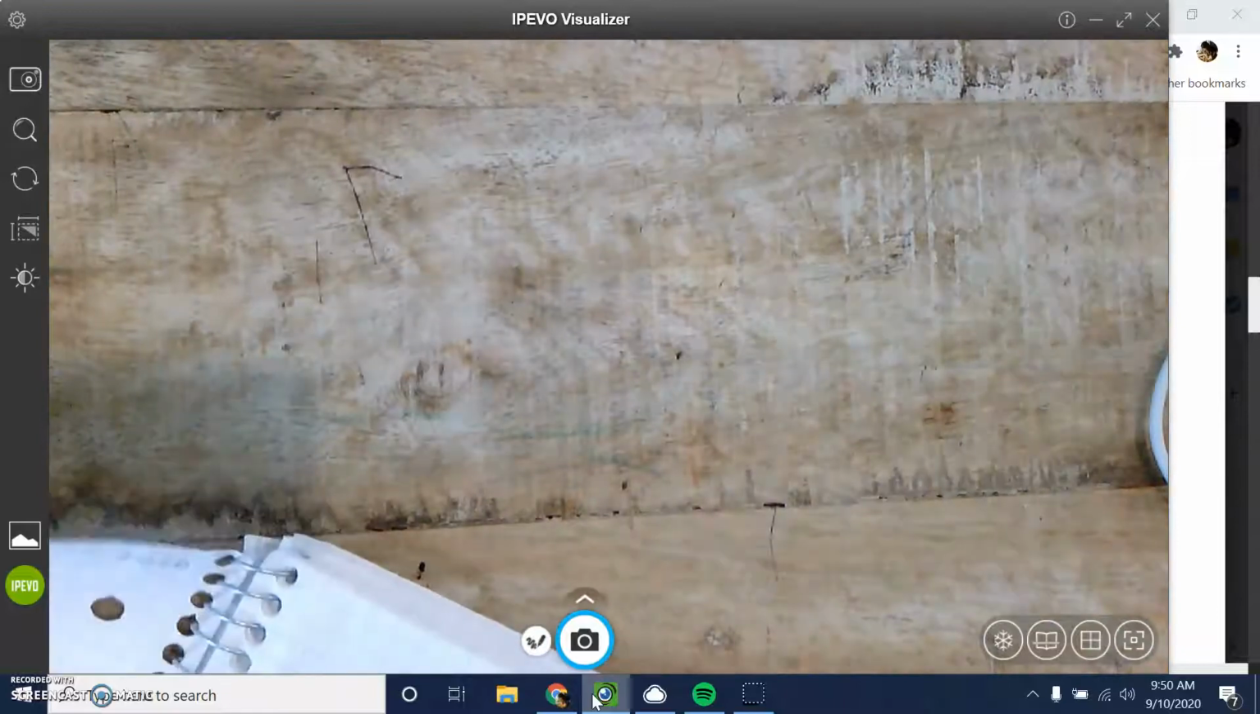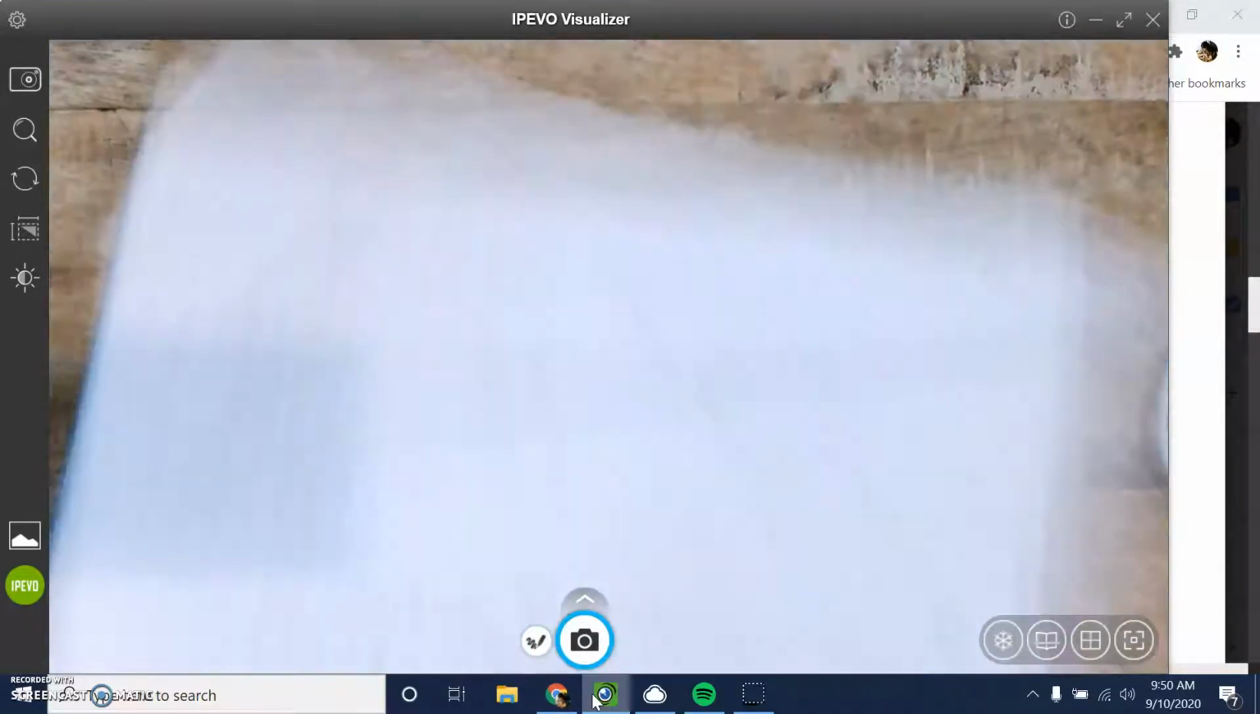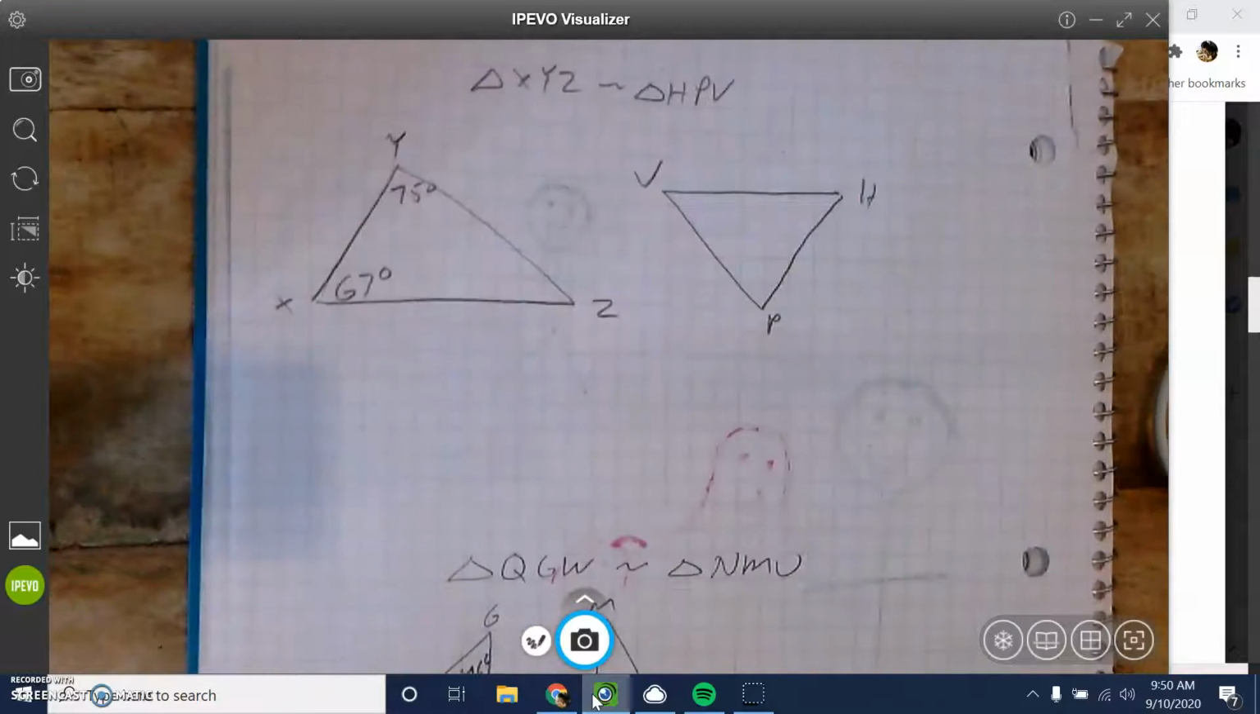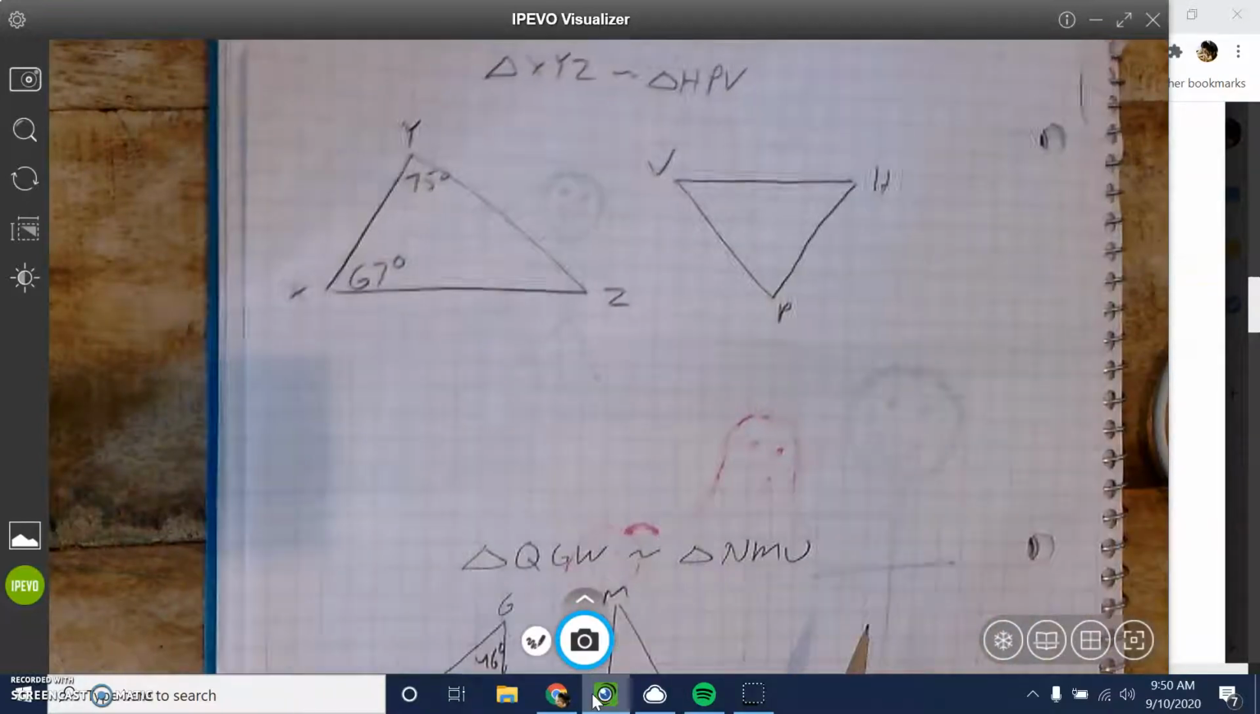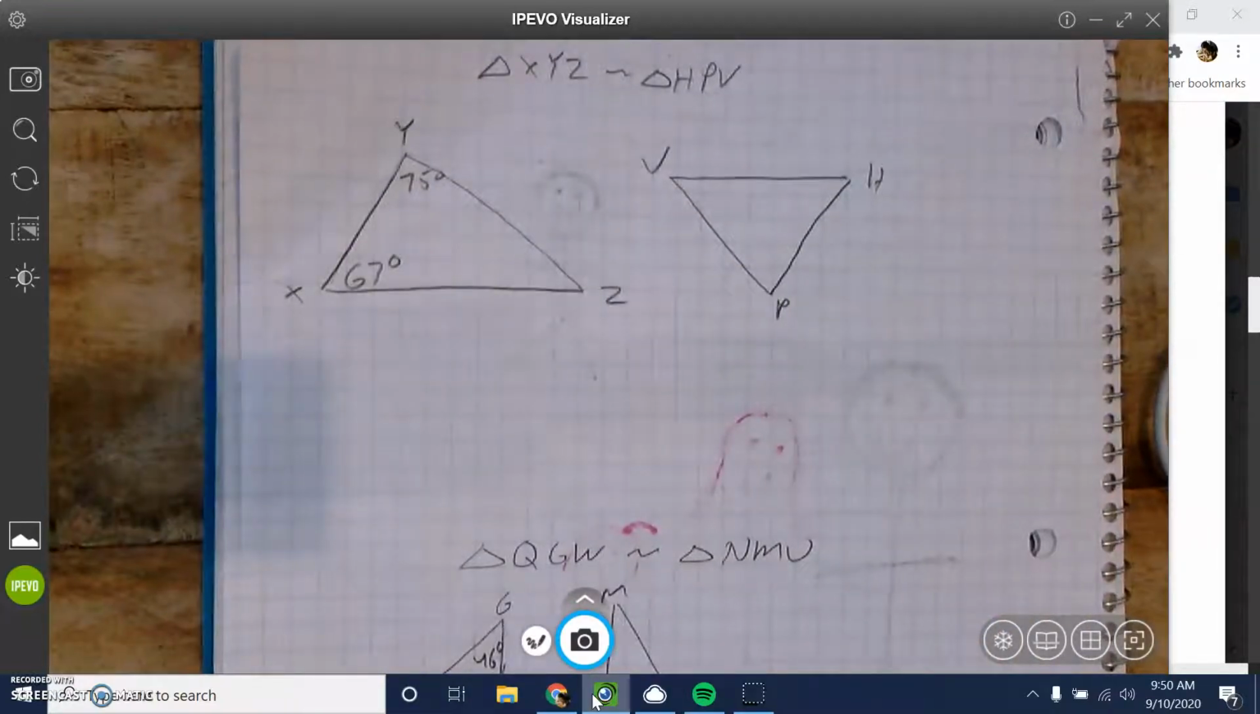Oop, that's my daughter's drawings. Let's get to the angles. There you go. Sometimes she likes to draw in my notebook. You see it on the other page, the little smiley face. Isn't that awesome? All right, here we go.